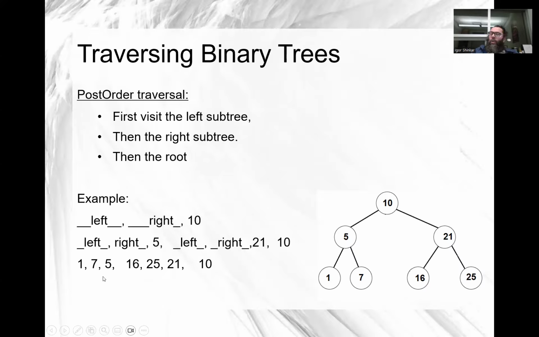That's processing our left subtree. 16, 25, 21. This is processing the right subtree, and then 10. So the final result will be simply this. This is 1, 7, 5, the left subtree. 16, 25, 21, this is the right subtree. And 10, this is the root. Okay, this is our answer.